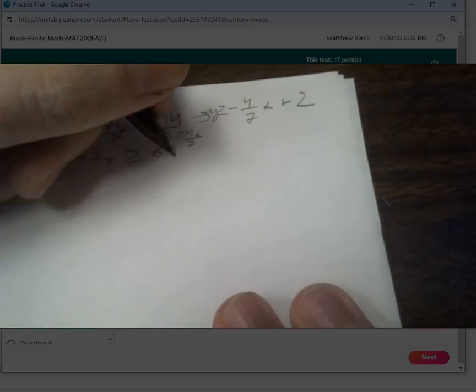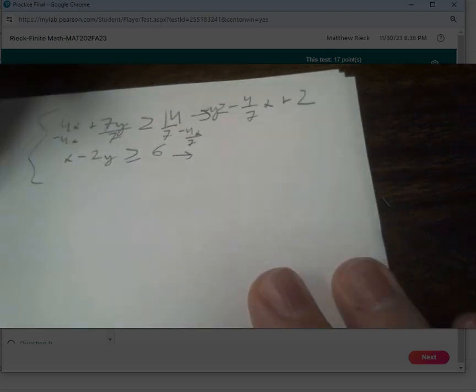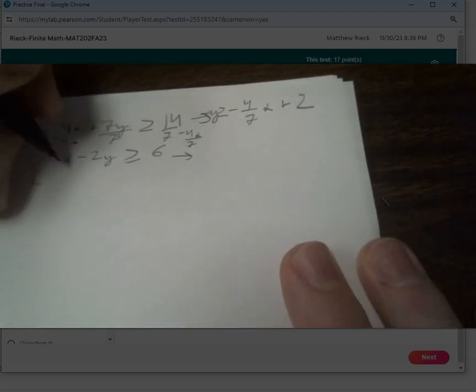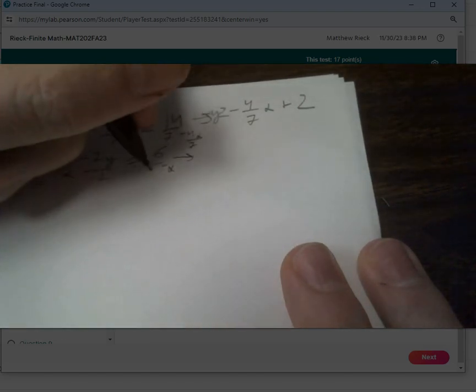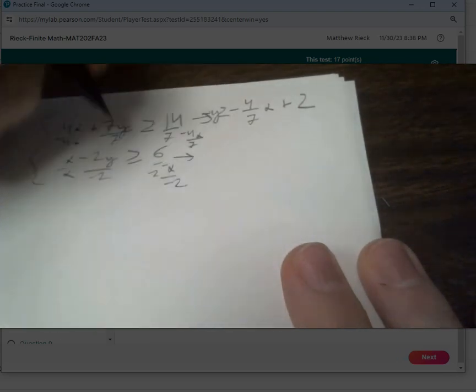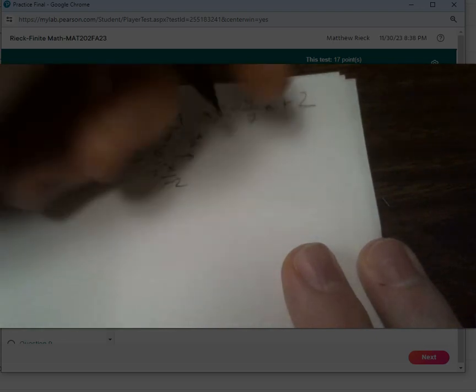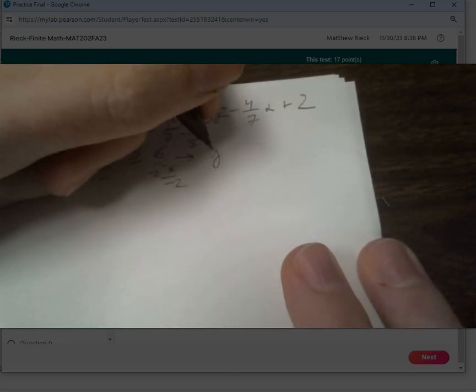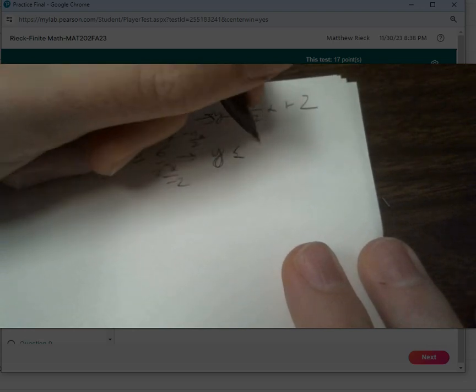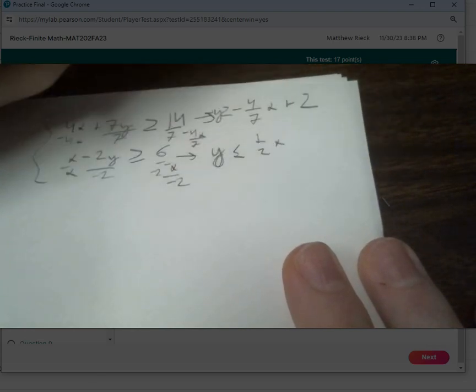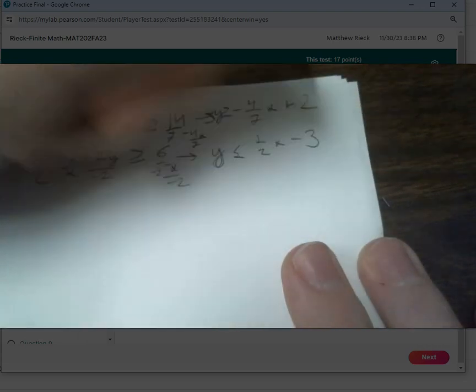All right, same idea here. We're going to subtract an x, and then divide everything by negative 2. Again, remember when we divide by a negative number, we have to flip the inequality symbol. So here we have y is less than or equal to 1/2 x minus 3.